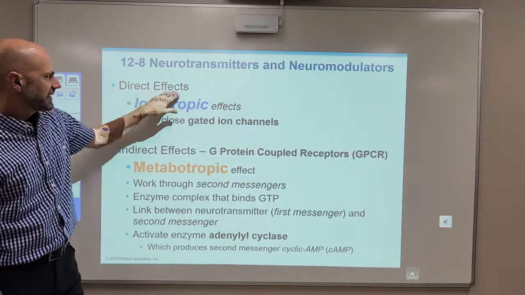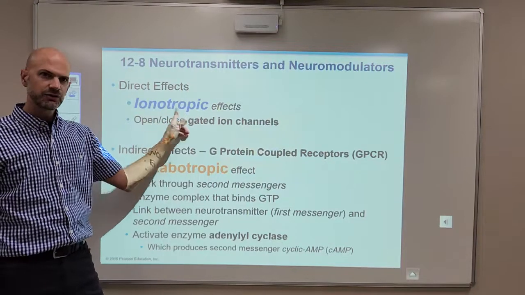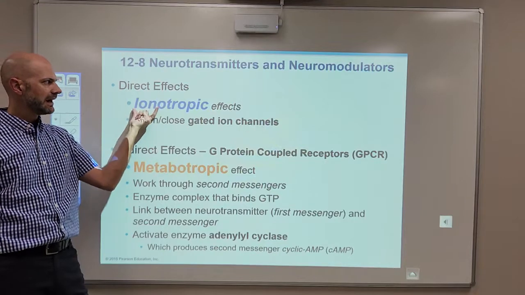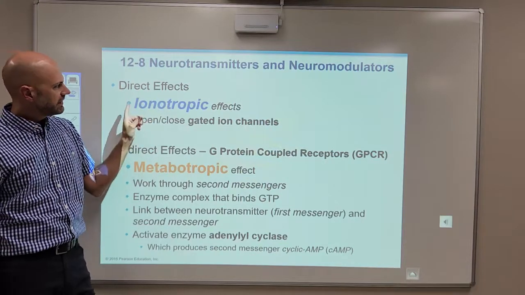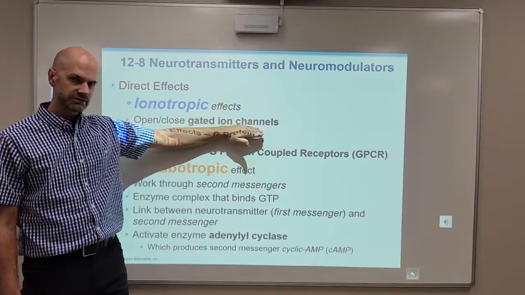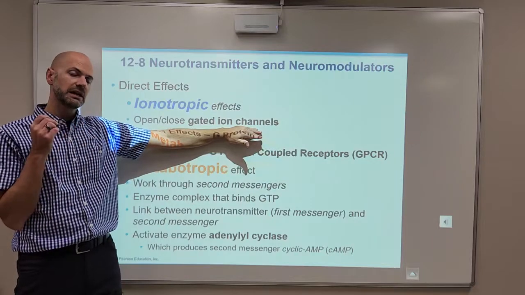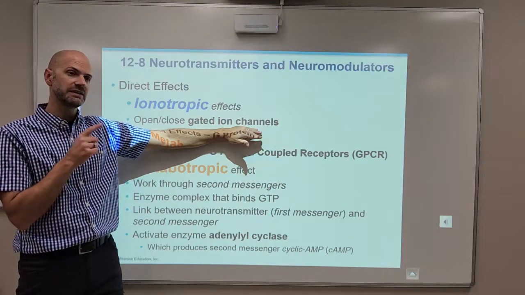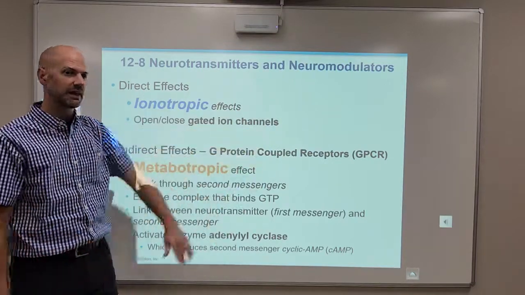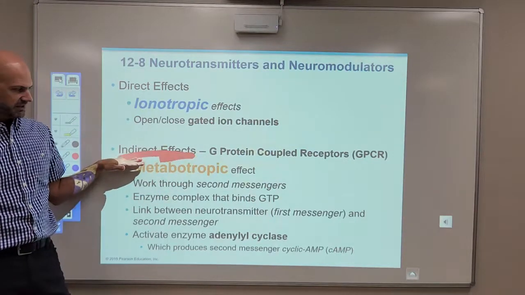These direct effect receptors are what we call ionotropic. The key word here is ion. These types of receptors are gated ion channels. When I show you a picture of them, you'll immediately know what they are because we've already seen it with acetylcholine. Acetylcholine is a ligand-gated sodium channel ligand. The other class is the indirect effect receptors.